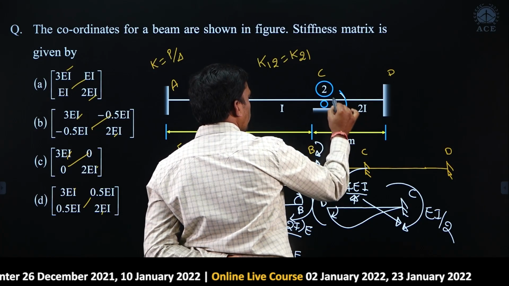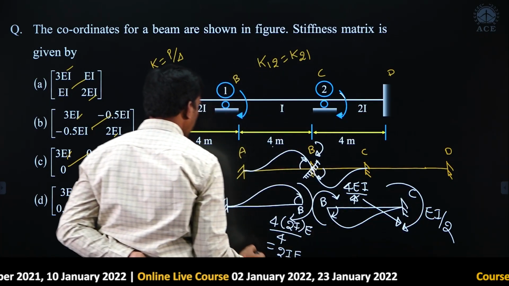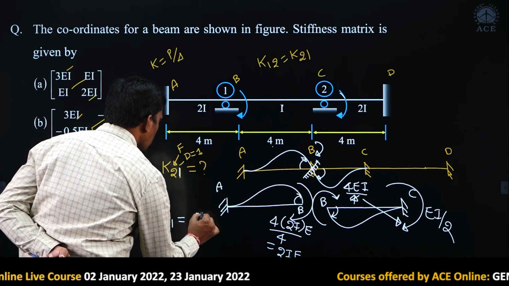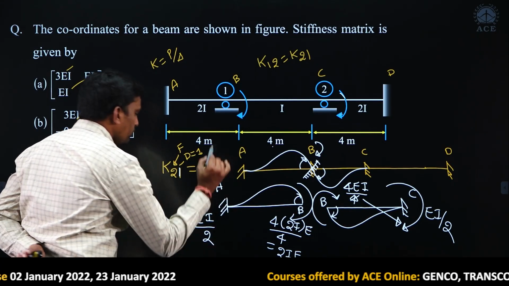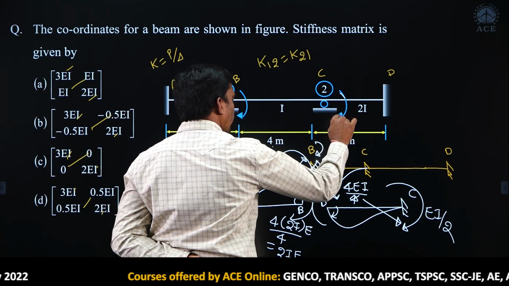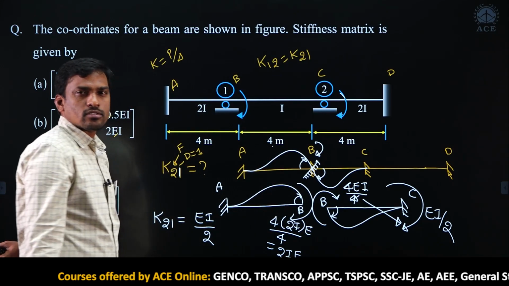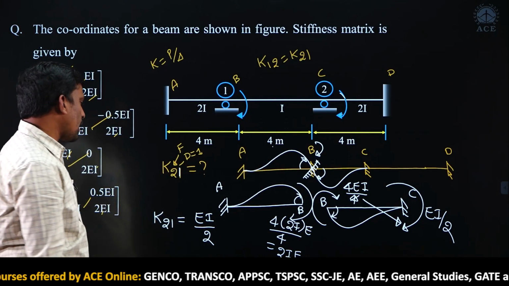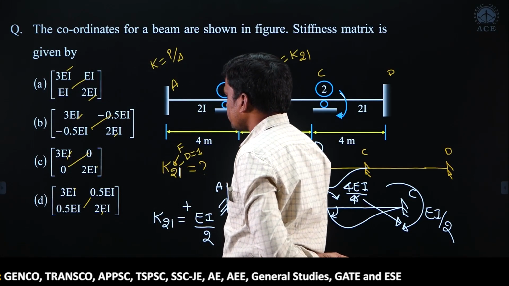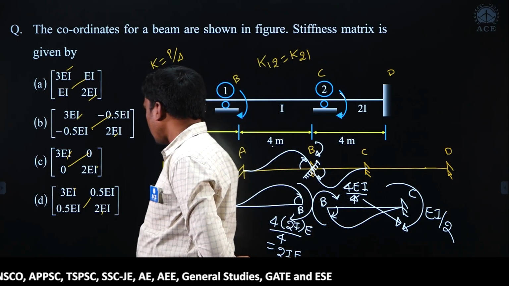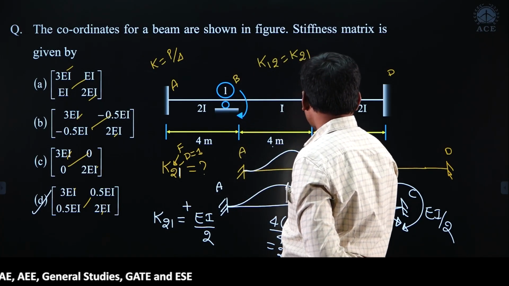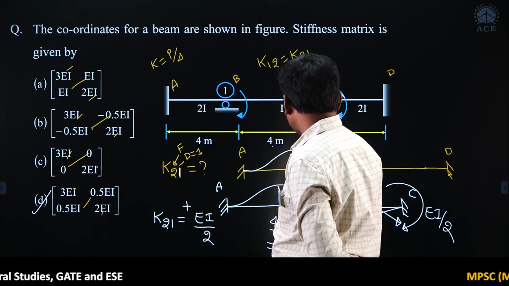If it is rotation at C, then what is the moment at C? Moment at C is EI by 2, okay. Then sign convention, rotation at C is clockwise, moment at C also clockwise, so both are in the same direction. If both are in the same direction, then it is positive, okay. So which option is correct? Here option D is correct, okay. Right, please note down.